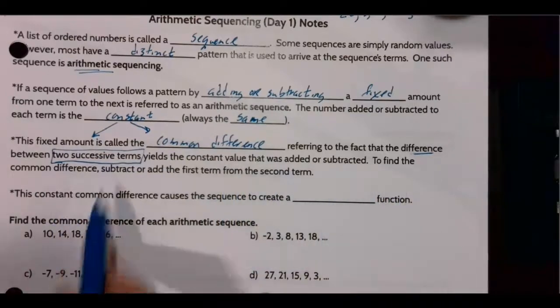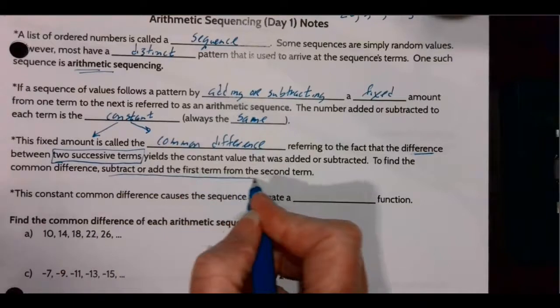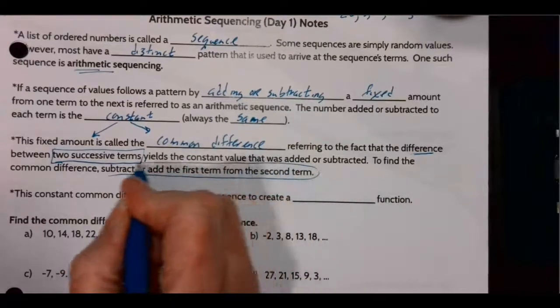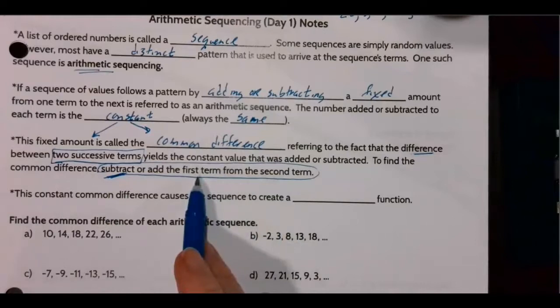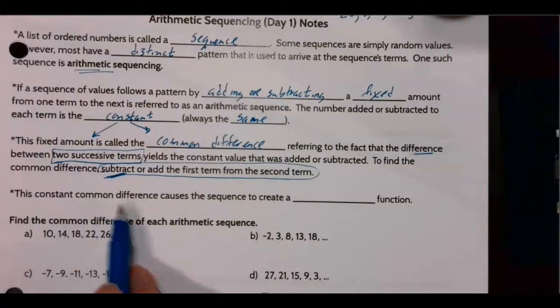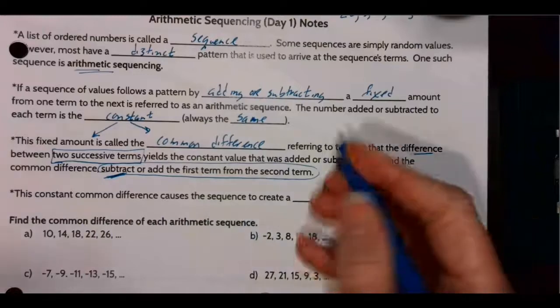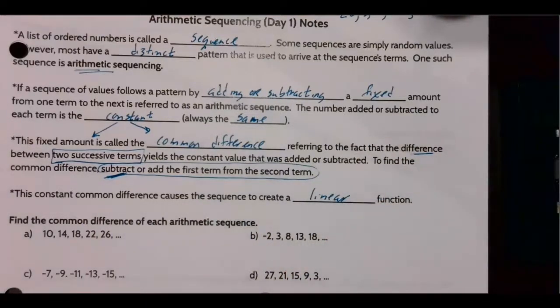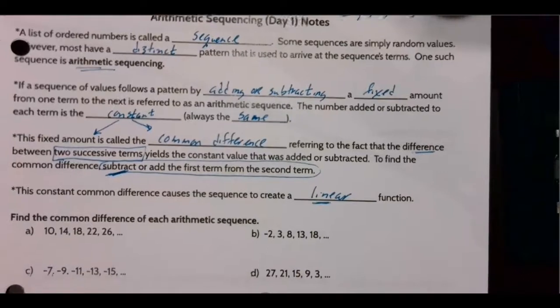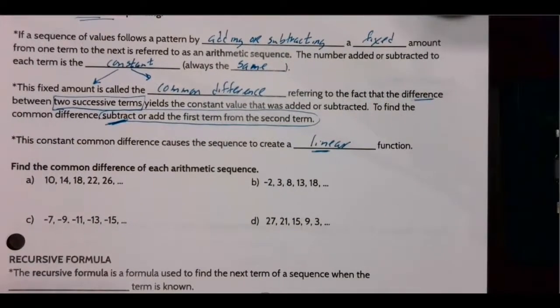To find the common difference, subtract or add the first and the second term. Usually we're going to just subtract. That's the general way that this is taught, is you always subtract the second term minus the first term, okay? This constant common difference causes the sequence to create a linear function. And we were just talking about linear function a couple days ago when we were talking about parent functions. And remember that root word is line, so it's going to be a line if we were to graph it.